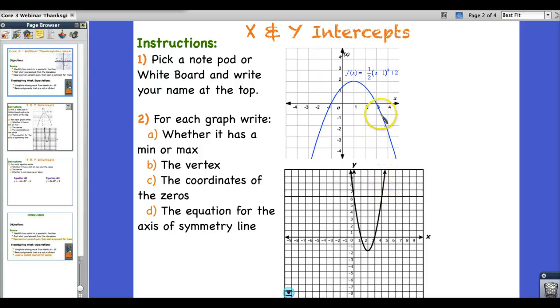So on this first graph, it says for each graph, write whether it has a minimum or maximum. Well, if I look at this first graph, this point right here means it has a maximum height right here, right?